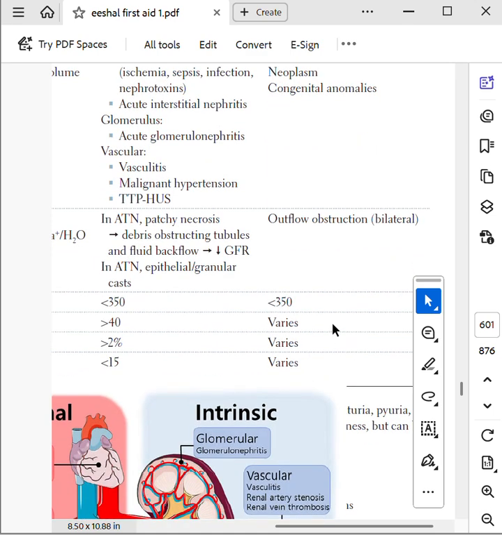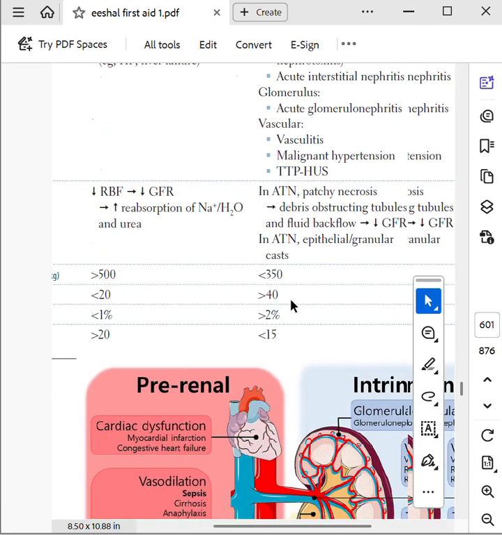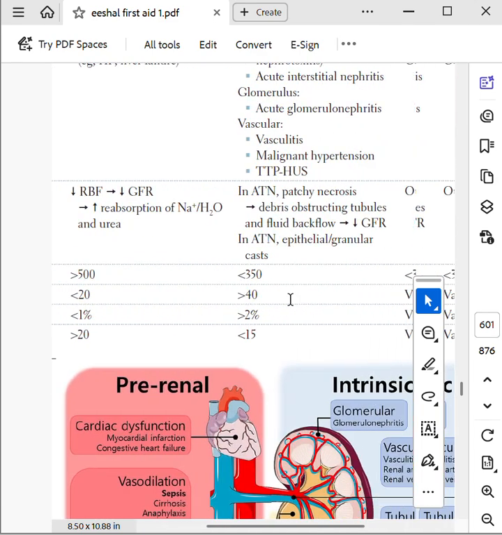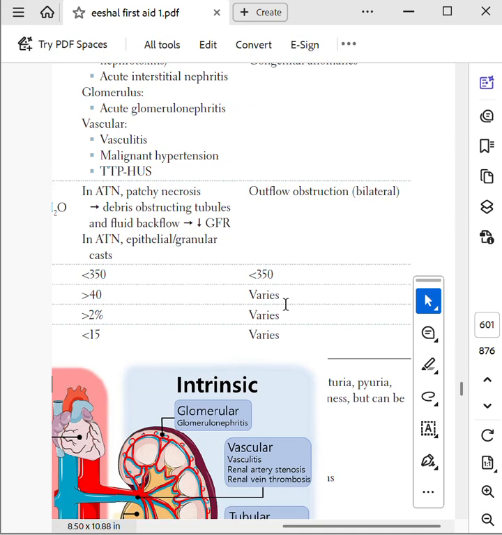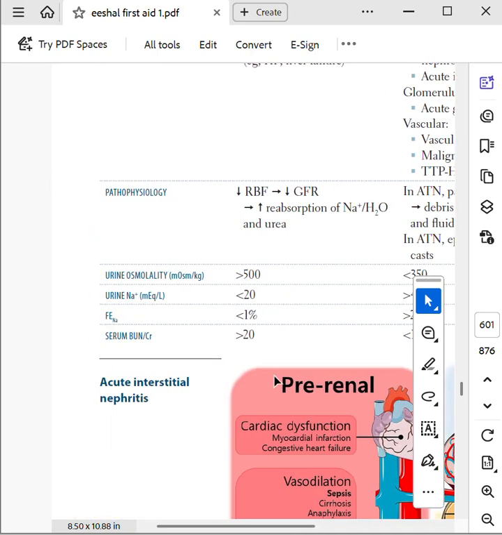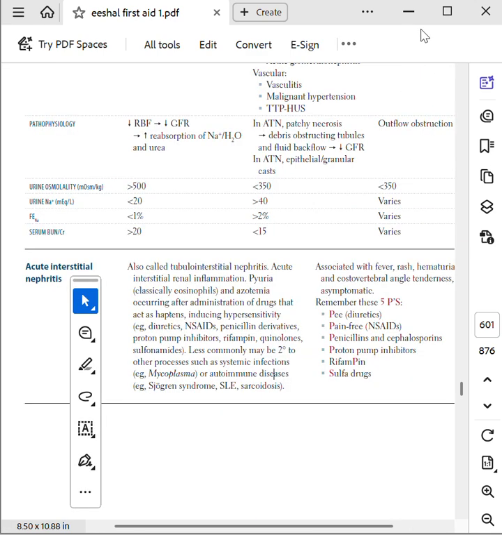There's a back pressure because of the outflow obstruction, and the urine osmolality is less than 350. You have a varied answer for how much the urine sodium will be, or how much your fractional excretion of sodium will be, or the serum BUN/creatinine ratio will be also; it varies.